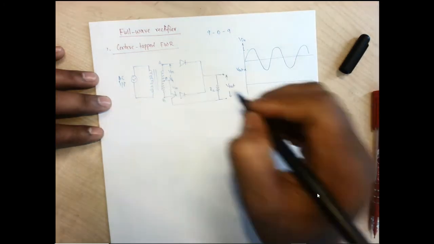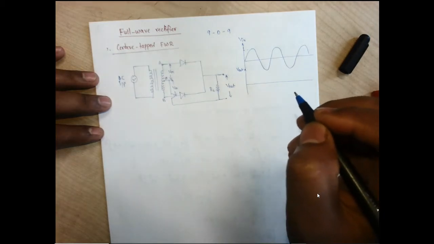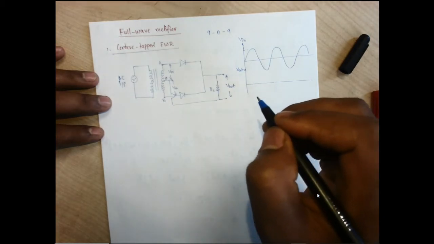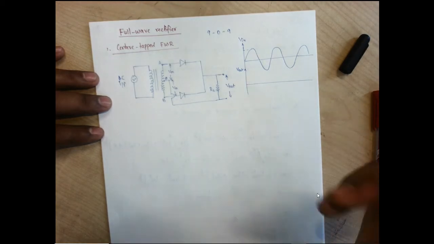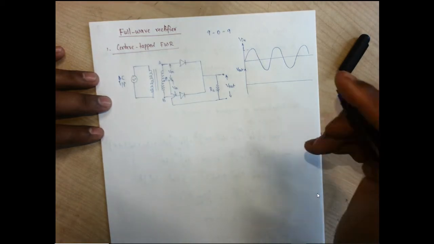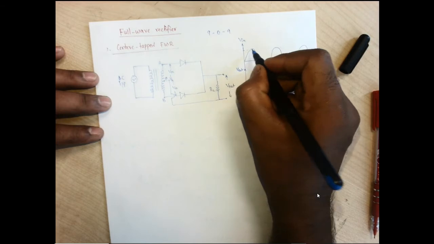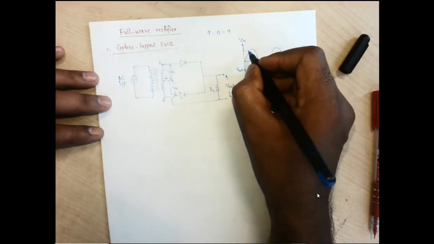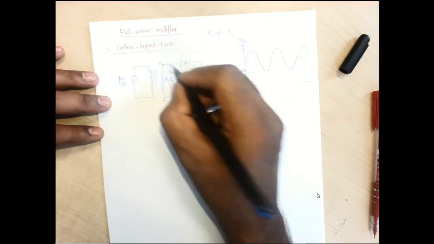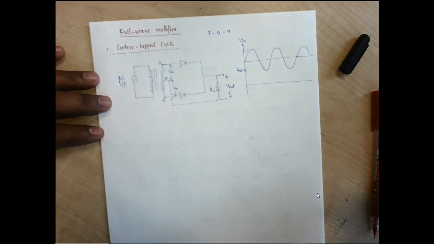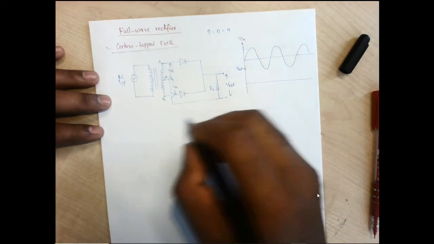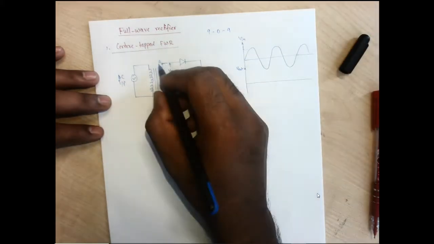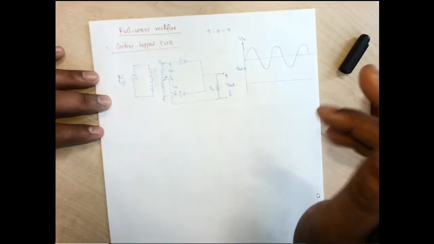The center tap point is considered as a zero potential point. So from this point, if we measure the voltage to any of the terminals, it will have the same voltage as if we measure at another terminal. So if this secondary winding has a peak value of 9 volts, then from this center tap point to one terminal it will have 9 volts, and to the other terminal it will also have 9 volts.